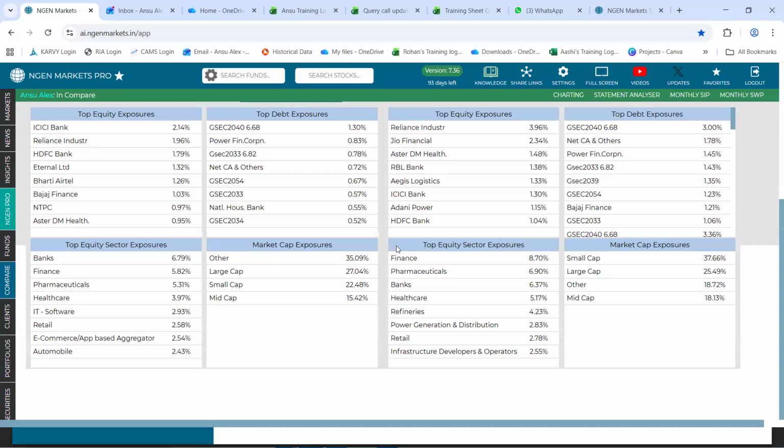In addition to that, you can also see the market cap exposure for both the portfolios. In the equally allocated portfolio, you could see the highest allocation from equity was towards large cap as a market cap. However, in the aggressive portfolio, it has come up to small cap specifically, to an extent of 37%, followed by large cap, which is 25%, and mid cap, which is 18%.